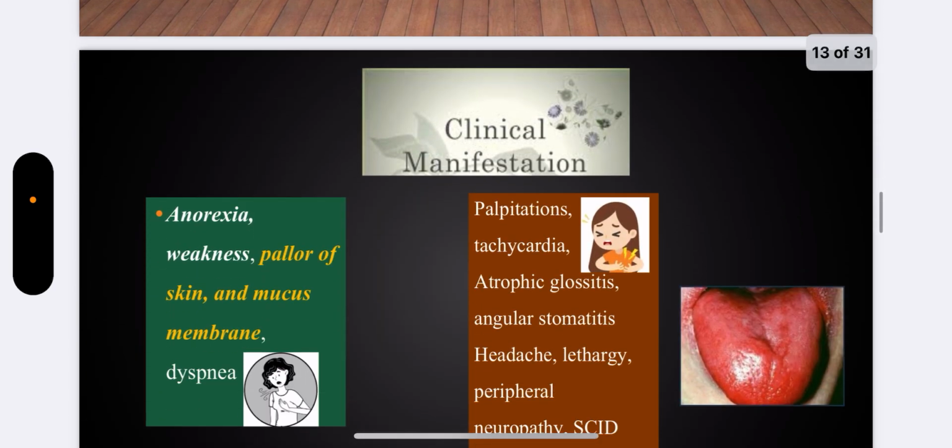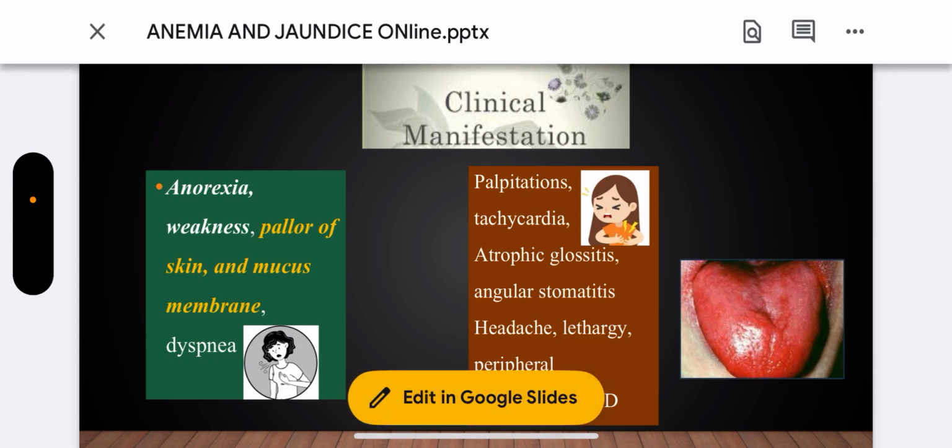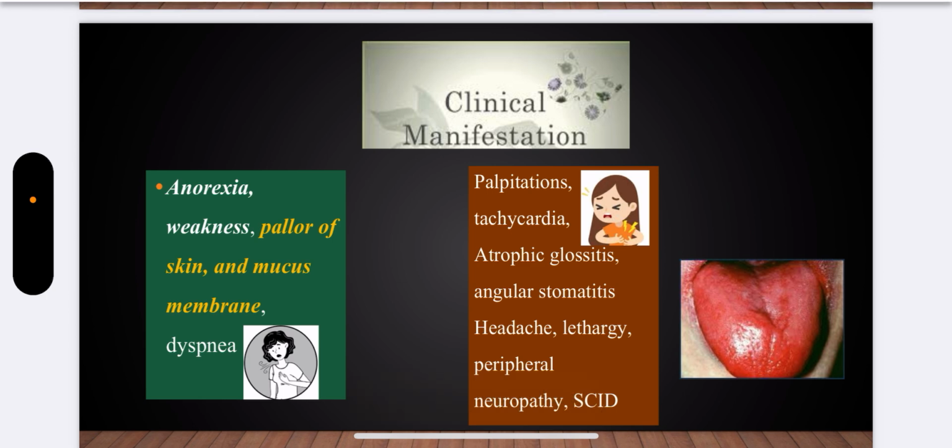Now, about the clinical manifestations of the condition. There will be anorexia, generalized weakness, pallor of skin, mucous membrane, dysphagia. If we talk about the cardiovascular manifestations, there can be tachycardia, palpitation. After that, some gastrointestinal manifestations like atrophic glossitis, angular stomatitis. After that, the neural manifestations: headache, lethargy, peripheral neuropathy. Sometimes there can be dementia, loss of position and vibration sense.